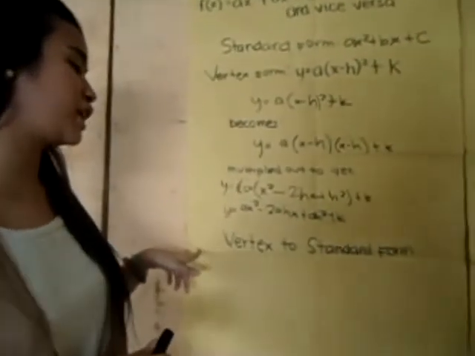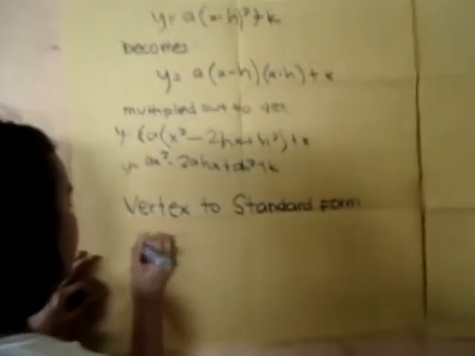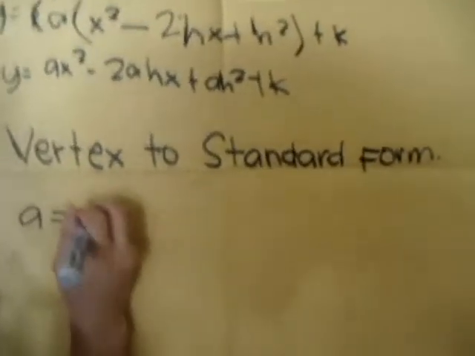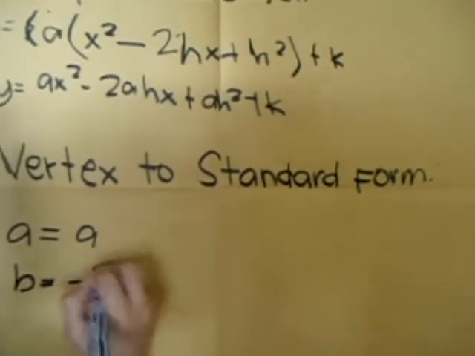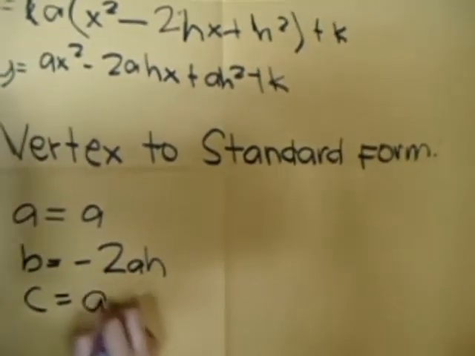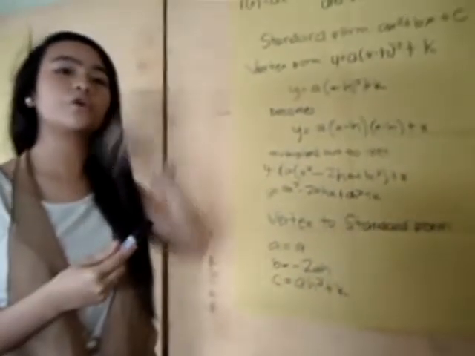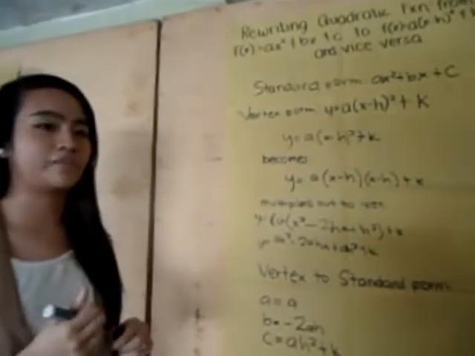Now, let's go to our next topic, which is vertex to standard form. a equals a, b equals negative 2ah, c equals ah squared plus k. And we can rearrange these equations to go the other way, to find the vertex form from standard.